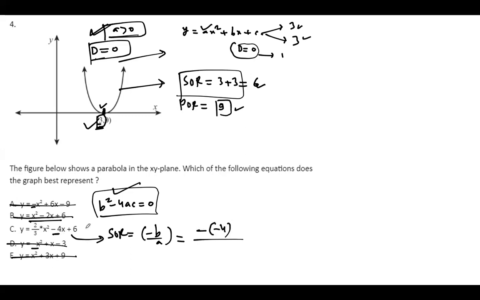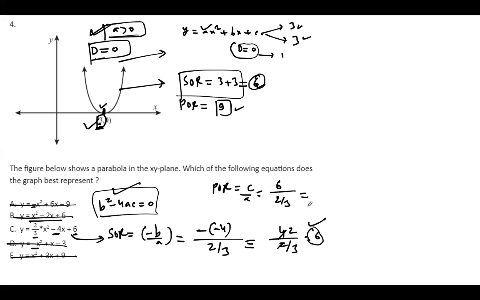Minus 4. What is a? 2 by 3. So minus and minus plus, and this is 2 by 3. So 2 into 3 is 6. So the sum of the roots is 6. Similarly, the product of the roots would be 9. As you can see, the product of the roots is c by a. 6 by, what is the value of a? 2 by 3. 18 by 2, which is 9.